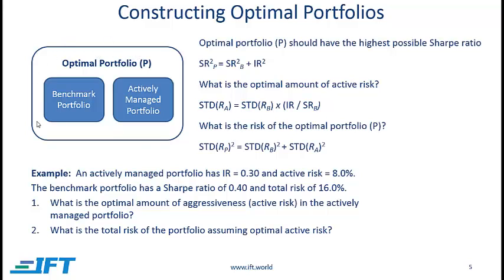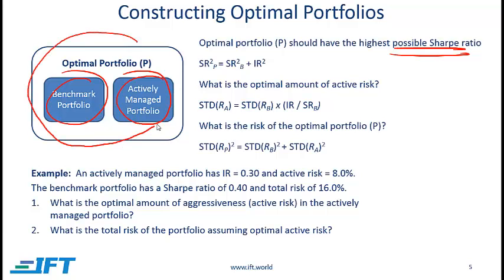Constructing optimal portfolios. Now, in this context, an optimal portfolio is one which has the highest Sharpe ratio, and in this optimal portfolio, we combine the benchmark portfolio with an actively managed portfolio. The Sharpe ratio of this overall portfolio is going to be based on this expression. Next question is, what is the optimal amount of active risk? The optimal amount of active risk for an actively managed portfolio can be calculated using this expression.